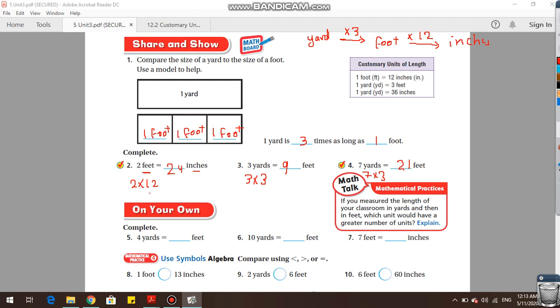Now I need you to solve number 5, 6, and 7, then check your answers with me. He wants me to convert from yard to feet, so I'm gonna multiply by 3. 4 times 3 equals 12. From yard to feet, multiply by 3. So 10 times 3 equals 30.